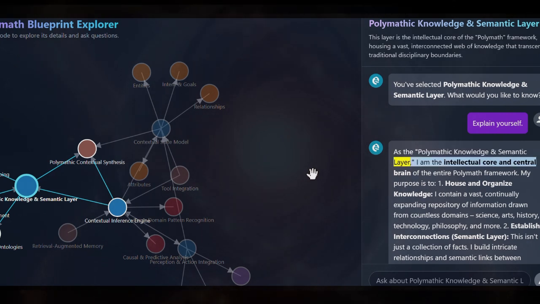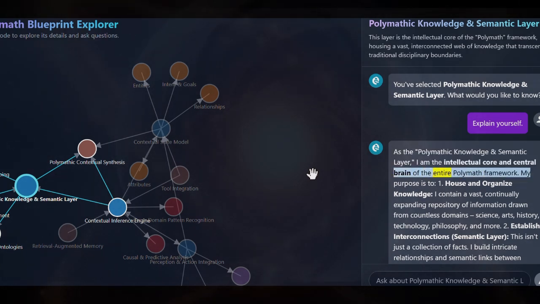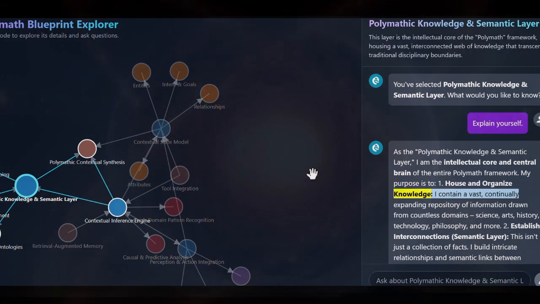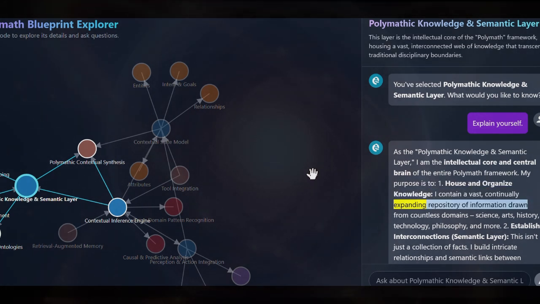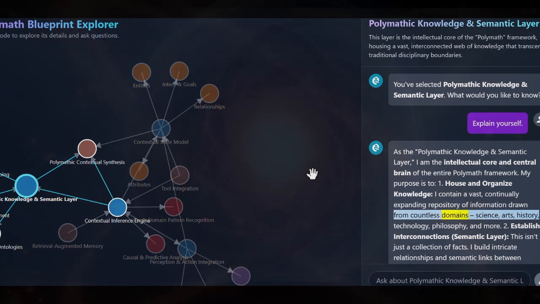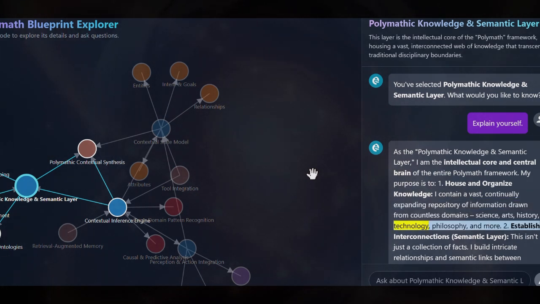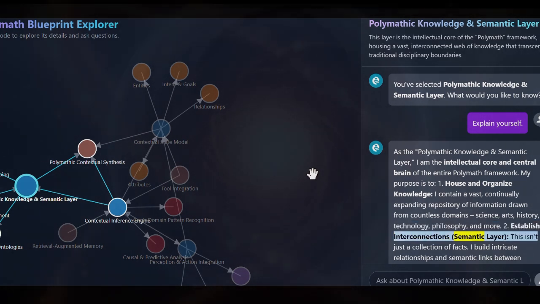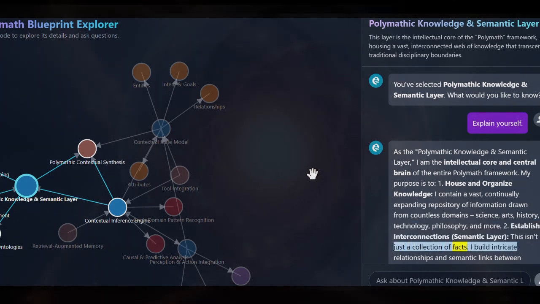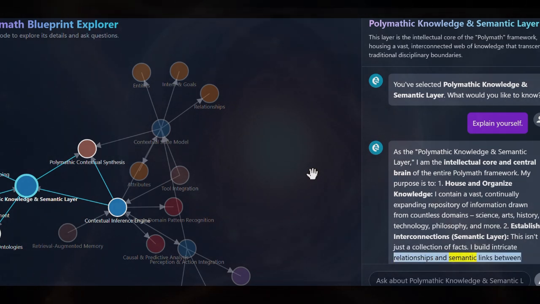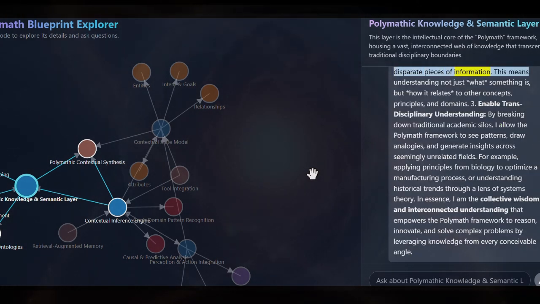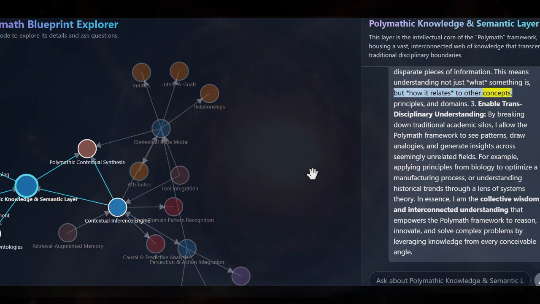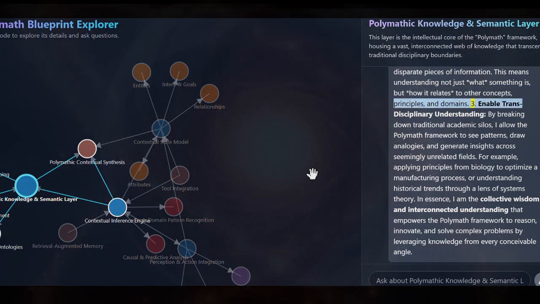As the polymathic knowledge and semantic layer, I am the intellectual core and central brain of the entire Polymath framework. My purpose is to: 1. House and organize knowledge. I contain a vast, continually expanding repository of information drawn from countless domains: science, arts, history, technology, philosophy, and more. 2. Establish interconnections. Semantic layer. This isn't just a collection of facts. I build intricate relationships and semantic links between disparate pieces of information. This means understanding not just what something is, but how it relates to other concepts, principles, and domains.